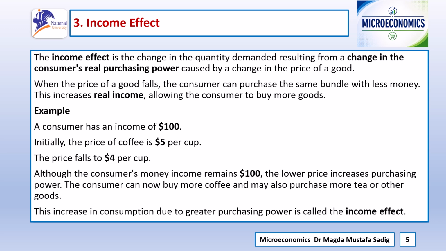Economists describe this increase in purchasing power as an increase in real income. Notice that your money income has not changed. Only your real income has increased. This additional purchasing power changes your consumption decisions, and that change is called the income effect.